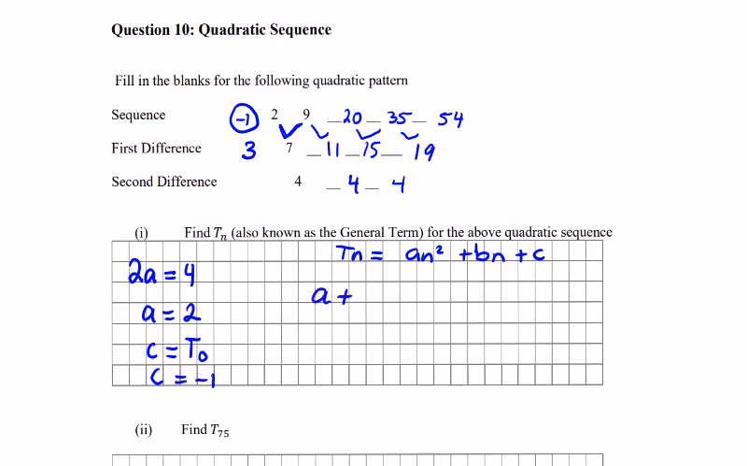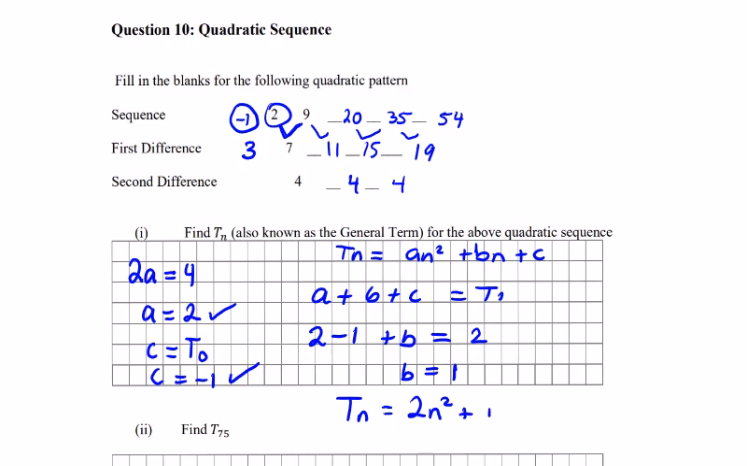And always A plus B plus C is term 1. So if we put A in as 2 and C in as minus 1, 2 minus 1 plus B is equal to term 1, which is 2. So that means that B is equal to 2 minus 2 plus 1, B is equal to 1. Or 1 plus 1 is 2. So Tn becomes A, which is 2n squared, plus Bn, which is just plus 1n, or plus n, plus C, which is minus 1.